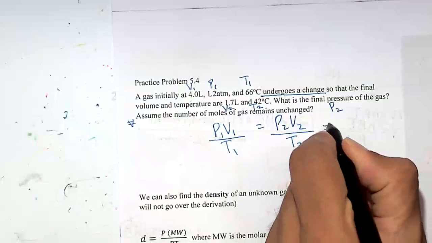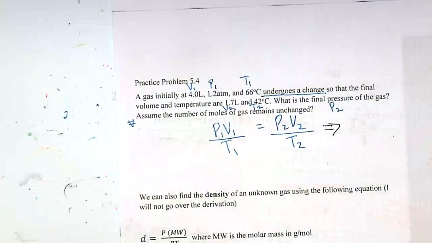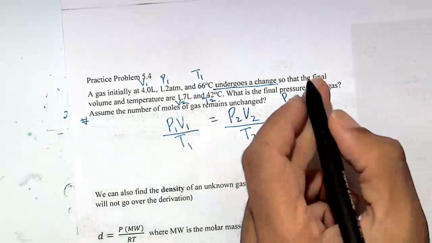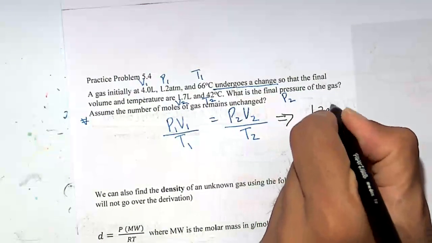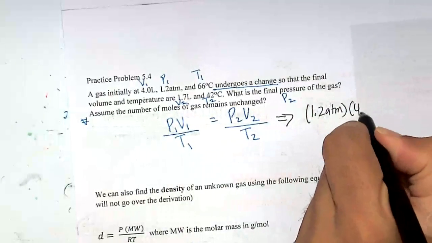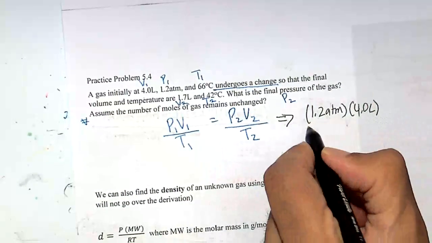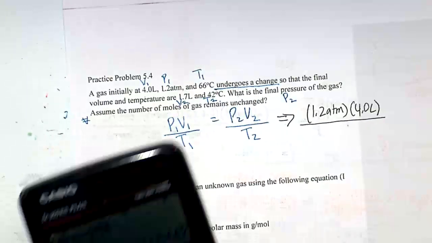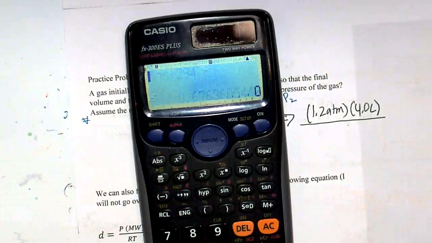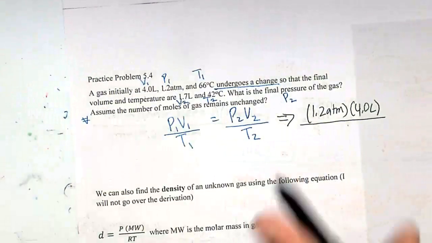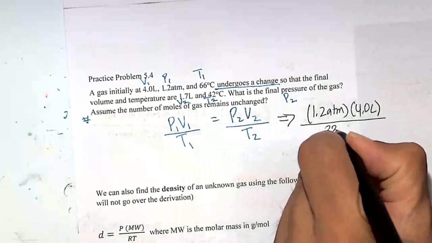All right, shall we go ahead and do this now? Okay, P1. What's P1 here? P1 is 1.2 atmospheres. Okay, V1 is 4 liters, divided by T1. What's T1? We must convert to Kelvin. 339 Kelvin.